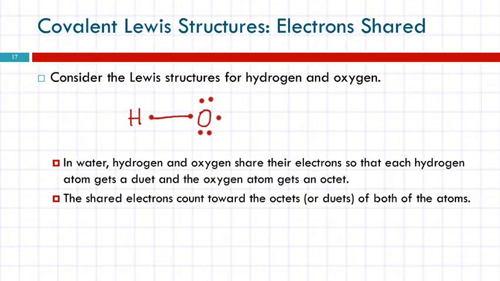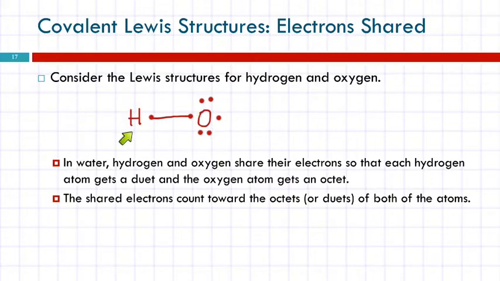When you have something that's shared with another person, it's yours and it's theirs, right? My husband and I have 6 children. They're my children. They are also his children. So they kind of count twice, right? So these shared electrons count for hydrogen and for oxygen.